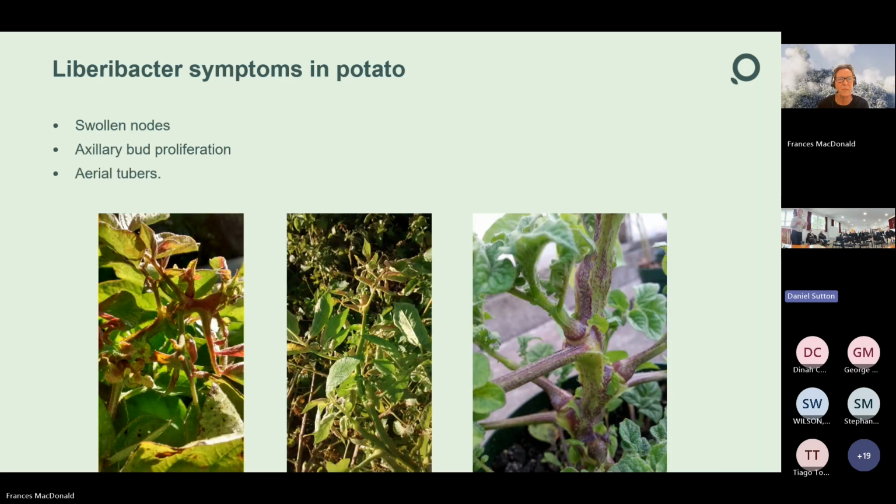The swollen nodes and the aerial tubers and the bud proliferation as well. Just very thick-looking stems and everything. Aerial tubers, we can see that with Rhizoctonia. So again, it's not just a Liberibacter thing. Next one, please.